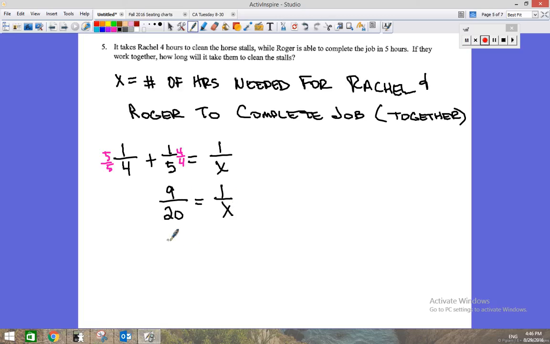If we take the reciprocal, we've got that 9 goes into 20 twice, which is 18 with 2 left over. So in 2 2/9 of an hour, they complete the job.